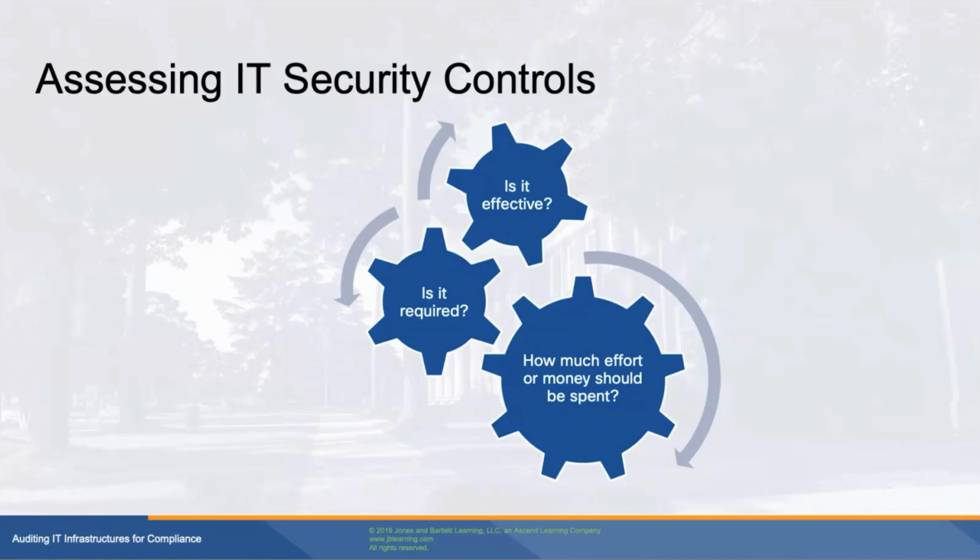So if we really need to have it, is it worth the money that we need to spend to have the control in place? An example would be the firewall. Is the firewall going to be effective enough to spend $50,000 on the firewall? Right? So we need to know that stuff.